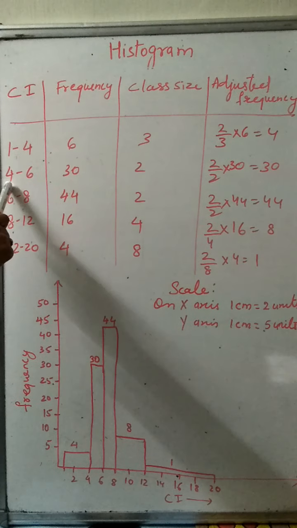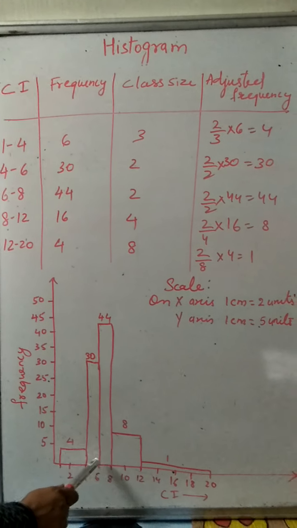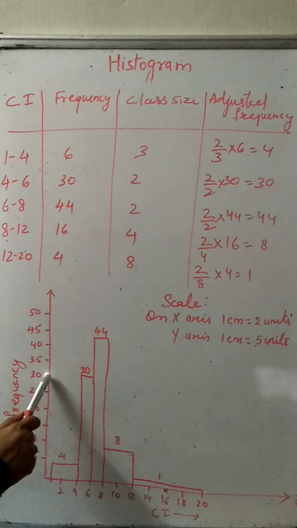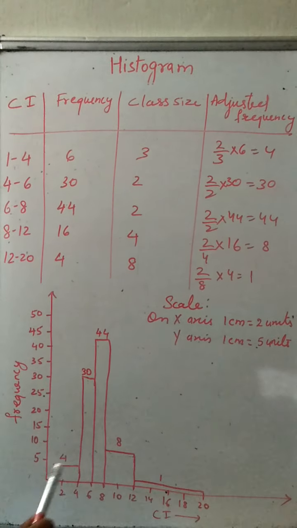Next is from 4 to 6, frequency is 30. So here is 30, exactly here. So you have to mark like that.